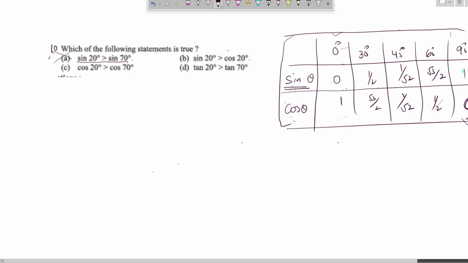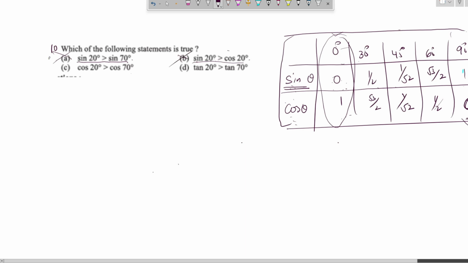Now, second option, sine 20 degree is greater than cos 20 degree. Now, for example, if you take 0 degree only, sine 0 degree is less than cos 0 degree because it's 0 and it is 1. So here the option B is saying in the reverse. So, option B is also not possible.